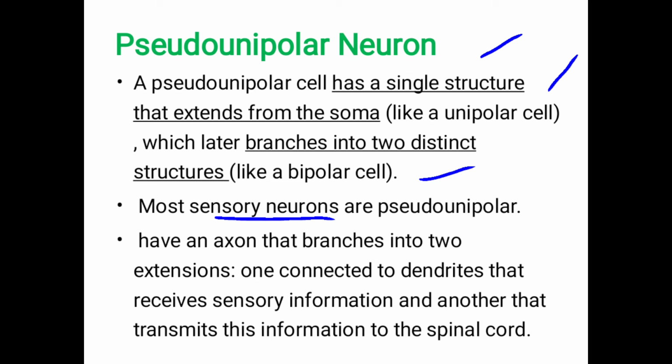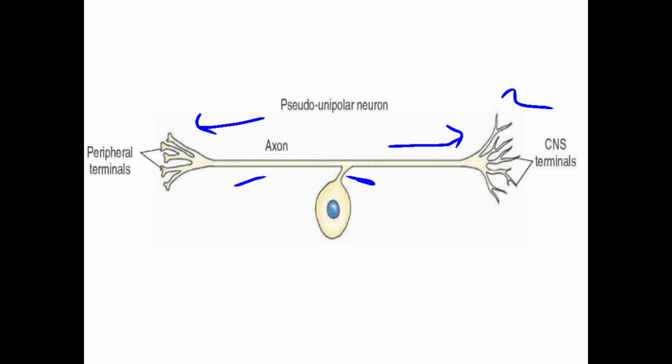This pseudo-unipolar neuron has an axon that branches into two extensions, one connected to dendrites that receives sensory information, and another that transmits this information to the spinal cord. Here we explained already.